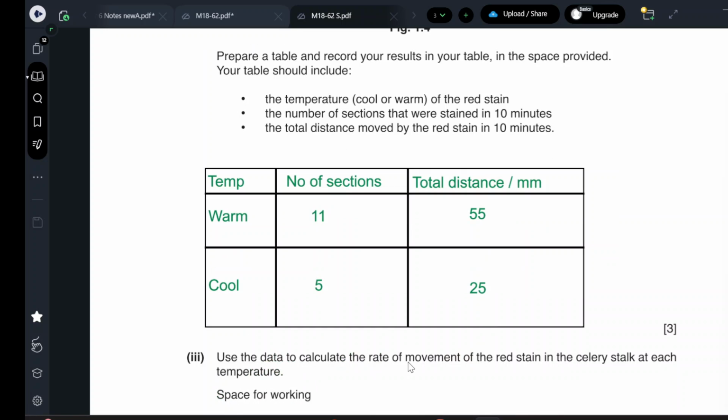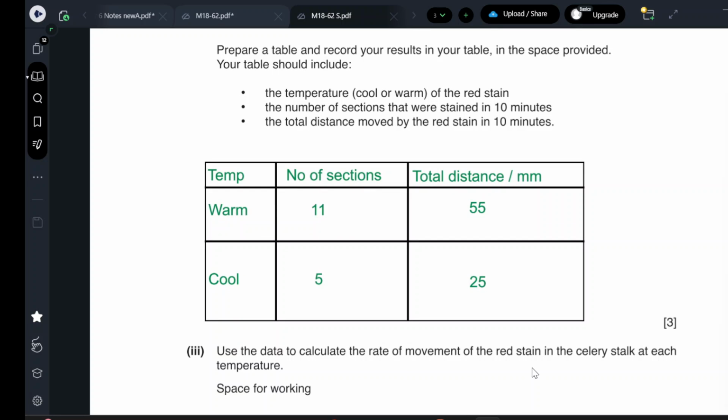Use the data to calculate the rate of movement. Anything with rate, you always use the time. Rate is something over time. Rate of movement, so I want to see the distance it moved over the time, to know how much it moved, or the distance it moved per minute.